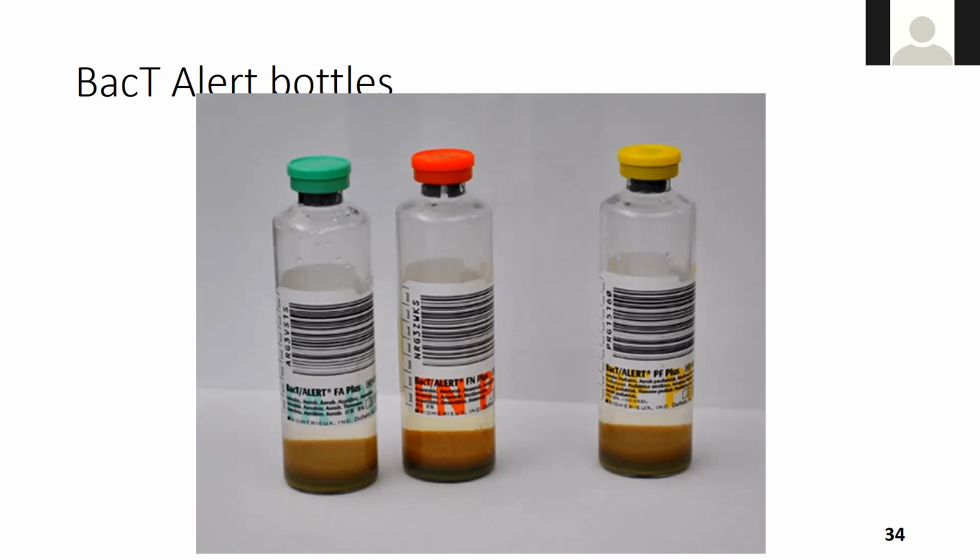Why do we have this one over here? This is almost like a pediatric bottle. It requires about 1 mL less, but the phlebotomist sometimes doesn't give you enough blood. You're supposed to put 5 mL of blood in each one of these bottles to be optimum for growth.